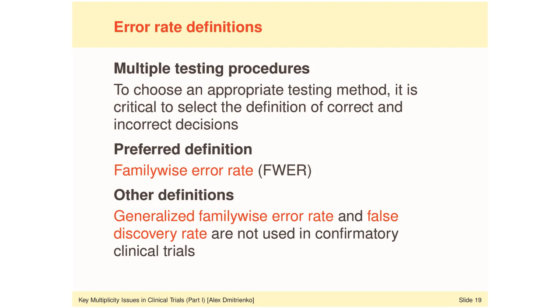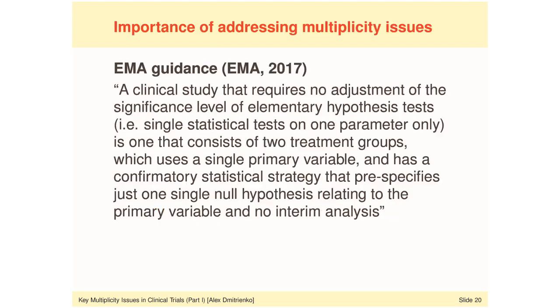There are other definitions that you may have heard about, such as the generalized family-wise error rate, the false discovery rate, but they are not used in clinical trials. They make much more sense and they have found numerous applications in preclinical studies, in drug discovery, and here we'll focus on the family-wise error rate.